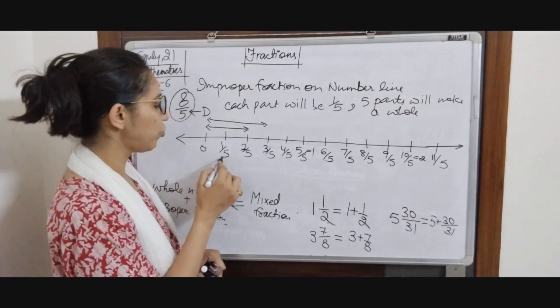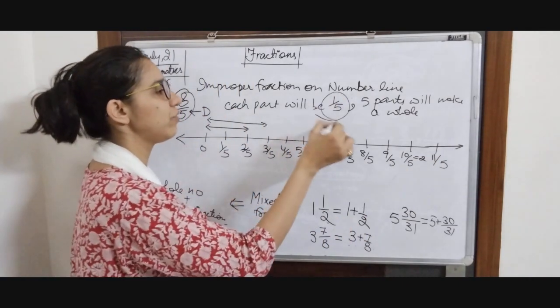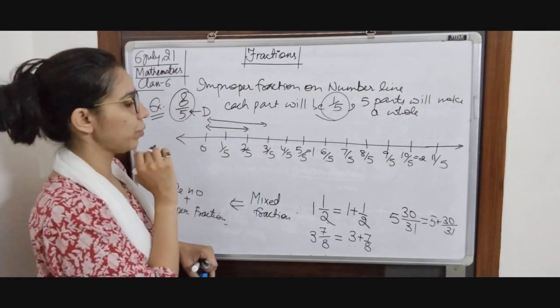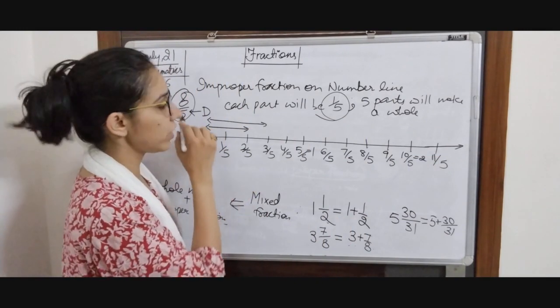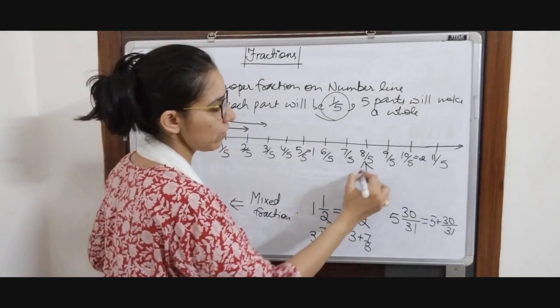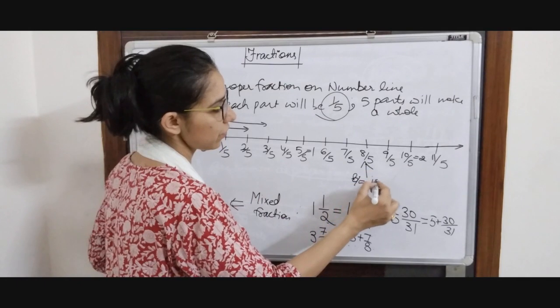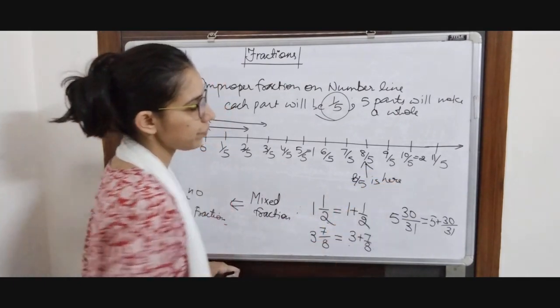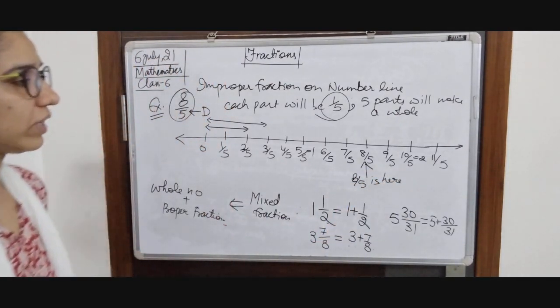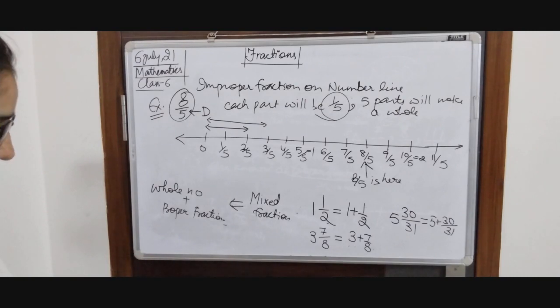But each part will be 1 by 5. We have to take that from your denominator. So we have to represent 8 by 5. So where is your 8 by 5? Your 8 by 5 is here. This was one example. We are going to take another one also.